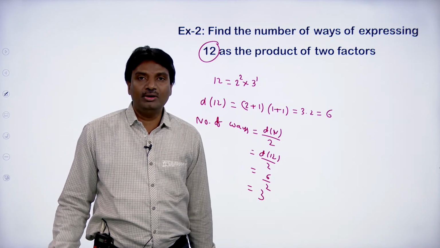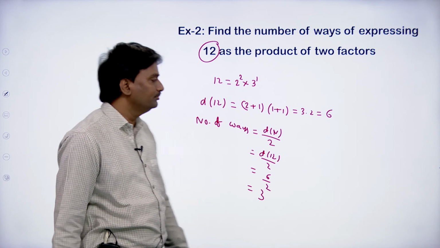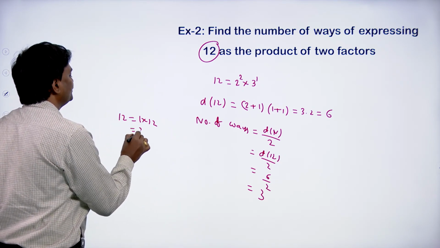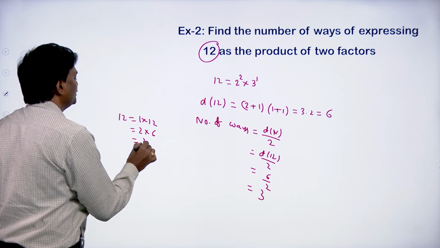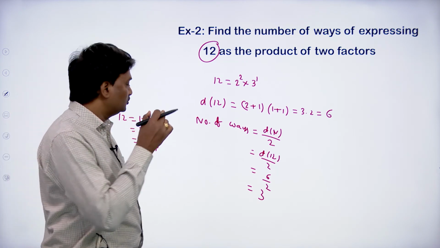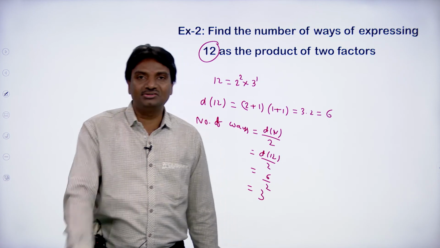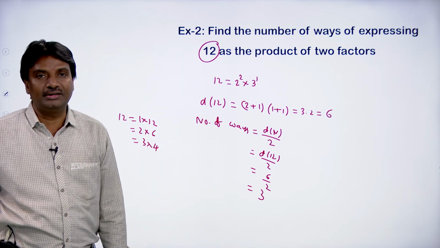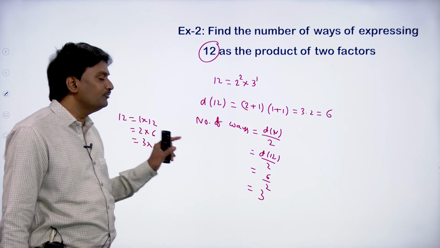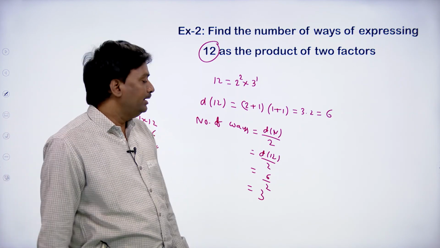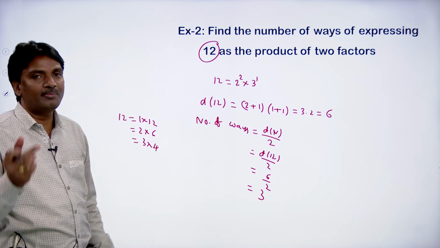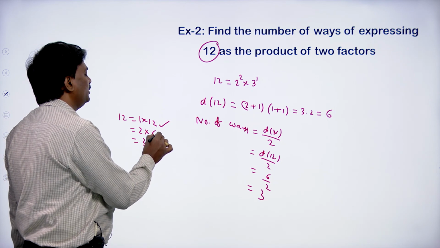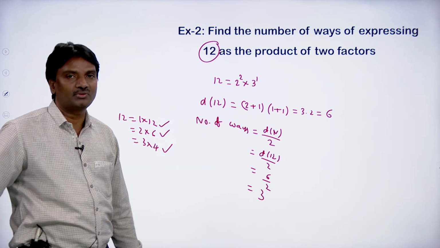Those ways are 1 into 12, 2 into 6, and 3 into 4. If you write 2 into 6, then don't write 6 into 2. If you write 3 into 4, then don't write 4 into 3, because 3 into 4 is the same as 4 into 3. Here we can express 12 as the product of two numbers in 3 ways: 1 into 12, 2 into 6 and 3 into 4.